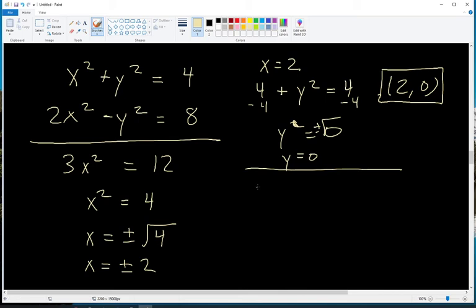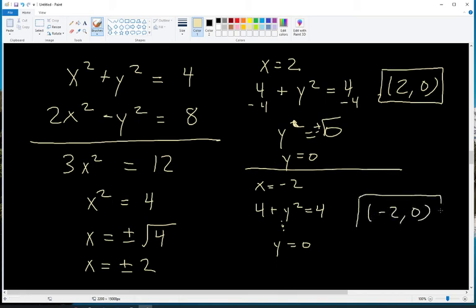Now we got to check what about when x is negative 2. Well, negative 2 squared is 4, so I get 4 plus y squared equals 4. That's the exact same starting point I just had in the previous equation. Since I just did identical work, y is going to equal 0 because the starting point's the same. We already solved that equation. So this time I get negative 2 also pairs up with 0. And those are our solutions for that nonlinear system.